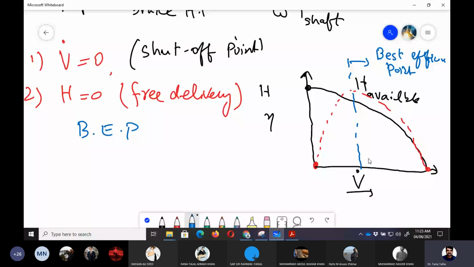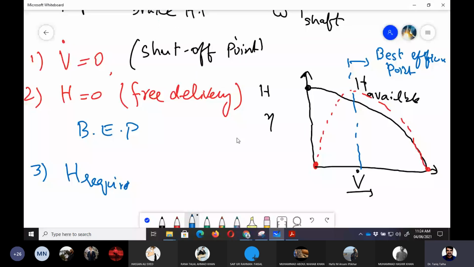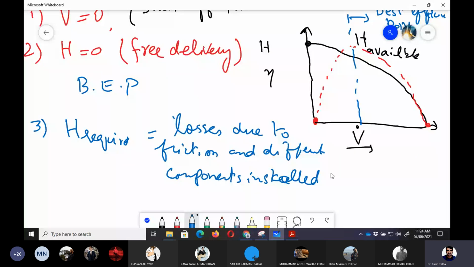But there is also a requirement from the piping system. We call it H required. Because like in this figure, there is piping involved, and then there are friction losses, minor losses, and major losses, as we discussed in internal flows. So H required is the losses due to friction and different components installed. That we call H required.